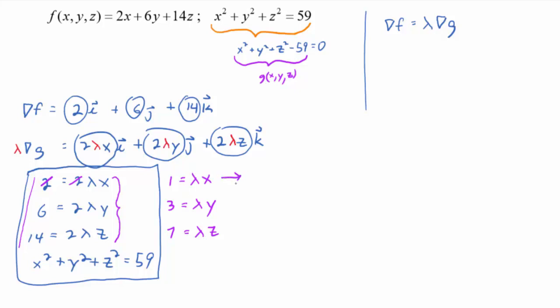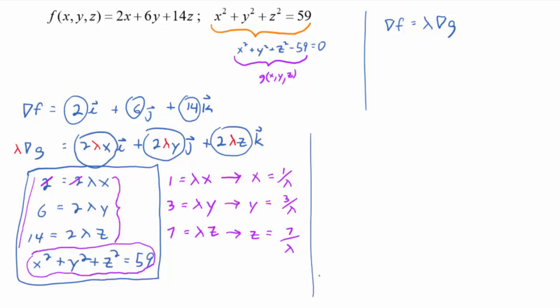So, all right, what do we get here? X equals 1 over lambda. Y equals 3 over lambda. Z equals 7 over lambda. And then the idea is to plug into the third equation, and you'll have everything in terms of lambda. So I'll do that right here.